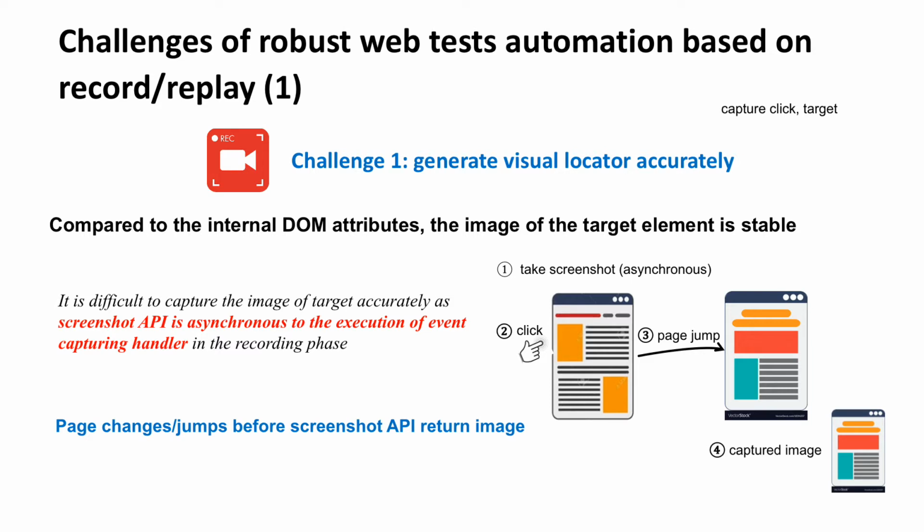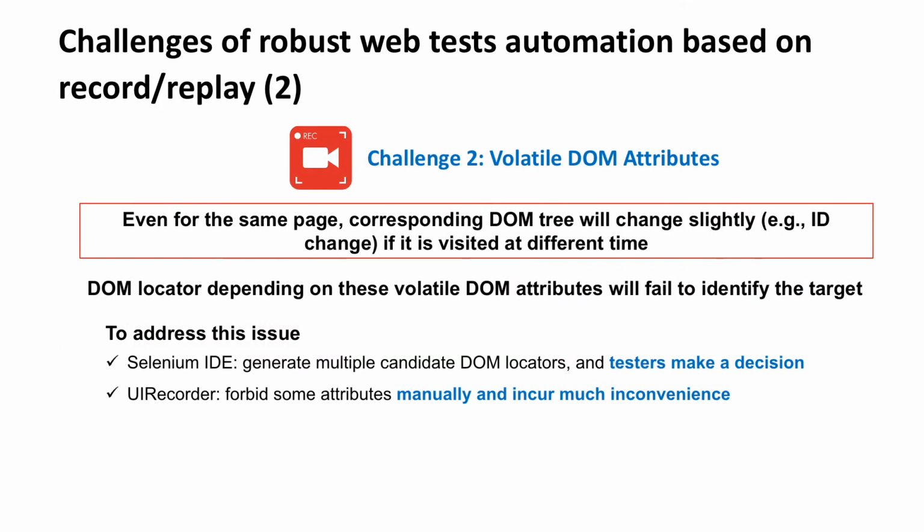Compared to the internal DOM attributes, the visual appearance of an element is usually more stable. Recently, there have been lots of tools which propose to use image recognition techniques to identify and control GUI elements. However, none of the existing record-replay tools for web testing supports capturing the target image in the recording phase. The screenshot API provided by most browsers is usually asynchronous, and the page may change or jump before the captured image is returned.